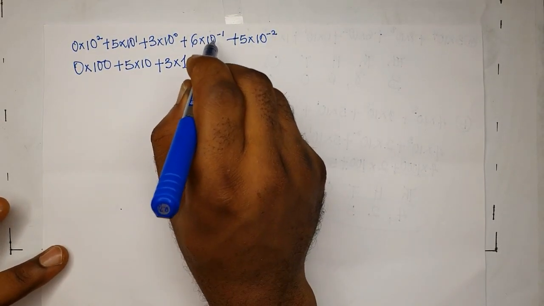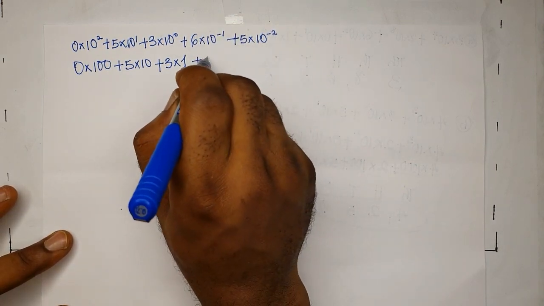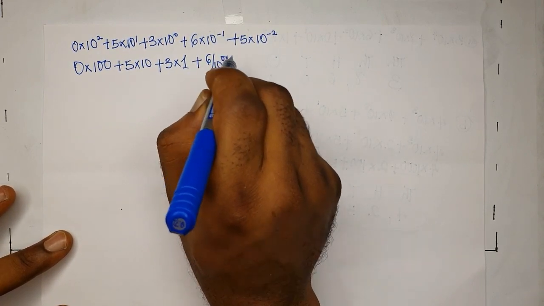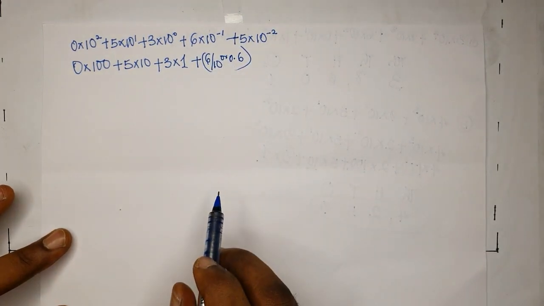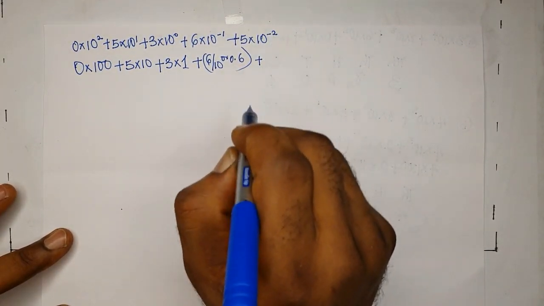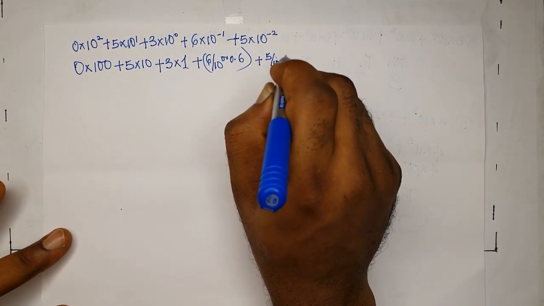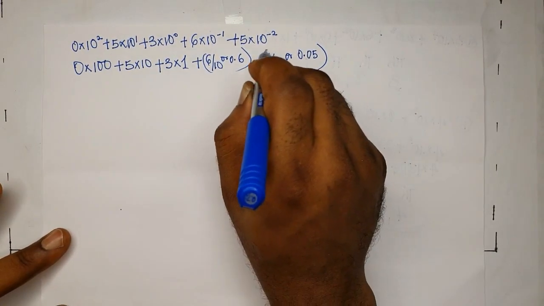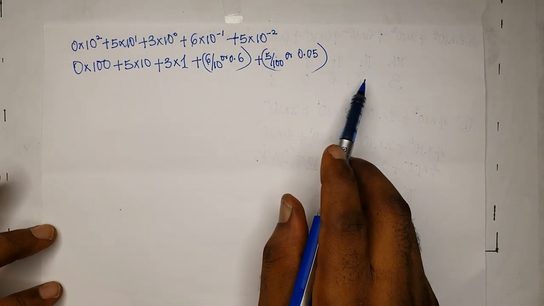Plus 6 times 10 to the power of negative 1 can be rewritten as 6/10 in fraction form, or it can be written as 0.6 in decimal form. Also, 5 times 10 to the power of negative 2 can be written as 5/100 or 0.05 in decimal. Did you get that? Remember, we are adding all these numbers together.